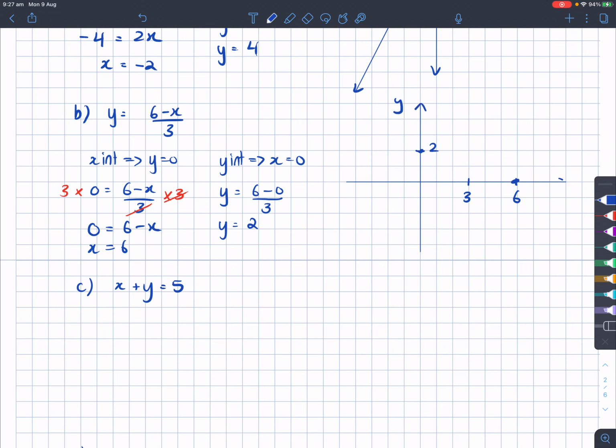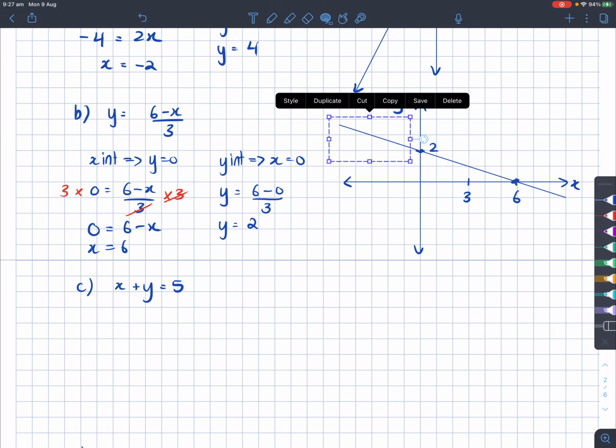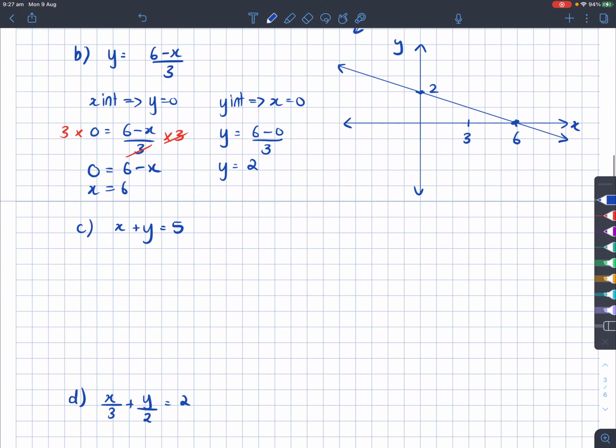So there's my y-axis, my x-axis, and I just make a straight line going through those 2 points, put arrows at the very ends, and I've successfully drawn my linear equation. Okay, question C.